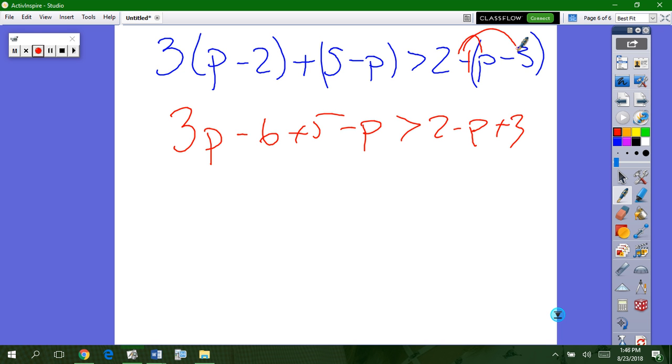Okay, combine like terms on this side. How many P's? 2 P's. -1 is greater than 2. Excuse me, that would be 5, wouldn't it?